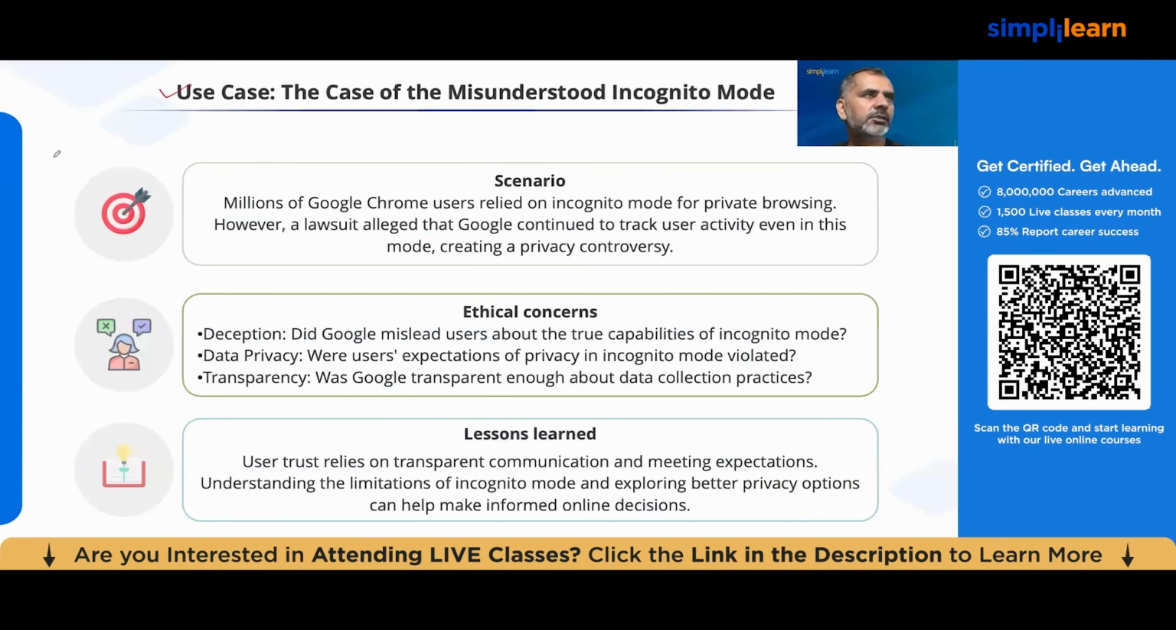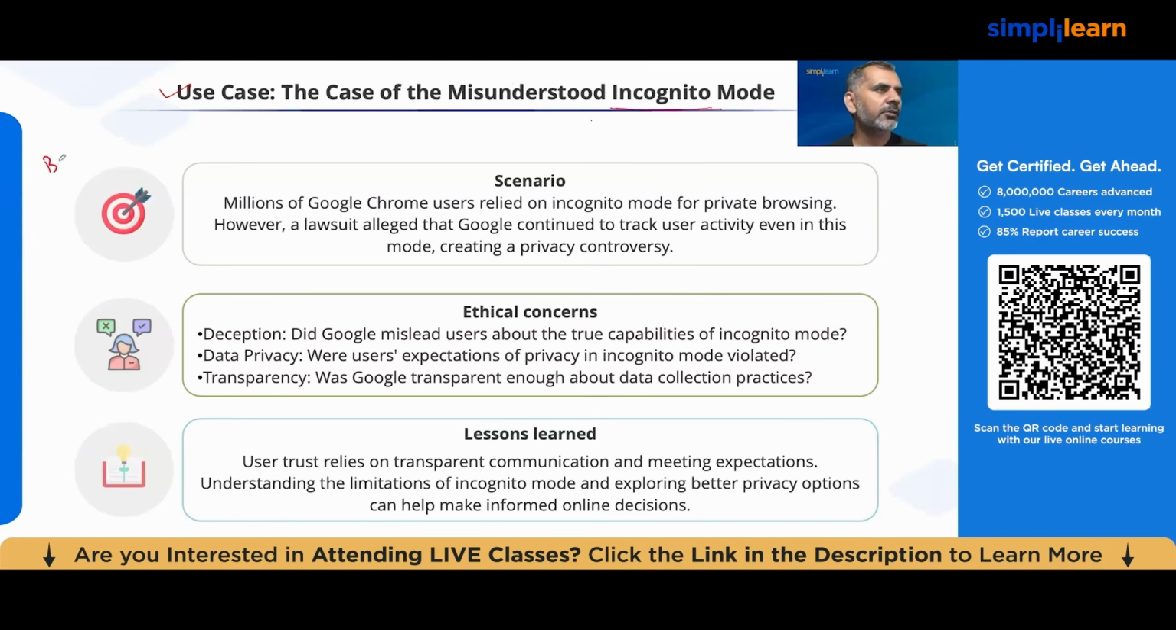One use case related to the lack of transparency is Google incognito mode, guys. I hope you have seen this incognito mode of Google Chrome. What is the purpose of that? Why do we use incognito mode? How is it different from the normal Chrome? No cookies saved, no history, no passwords saved.